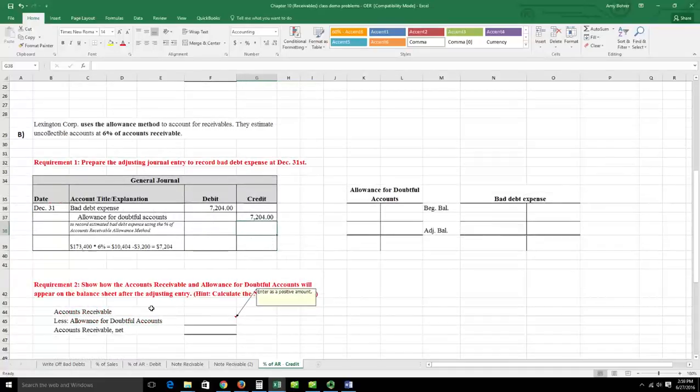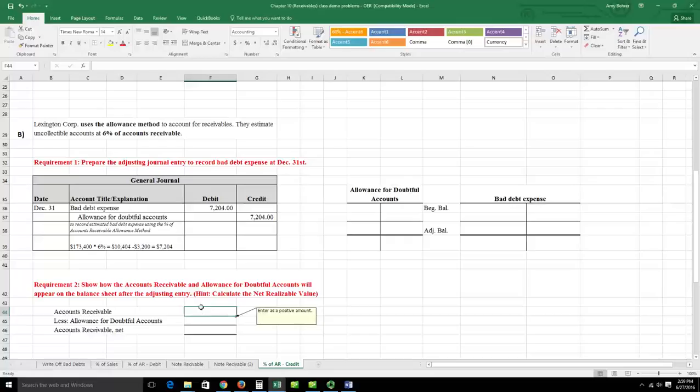So now we have to, again, tell them what your accounts receivable calculation would look like on your balance sheet. And to calculate net realizable value, that's what you're going to put on the balance sheet. It's your accounts receivable less your allowance for doubtful accounts. That gives you how much you're actually expecting to collect in cash.